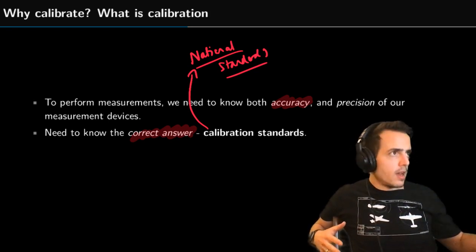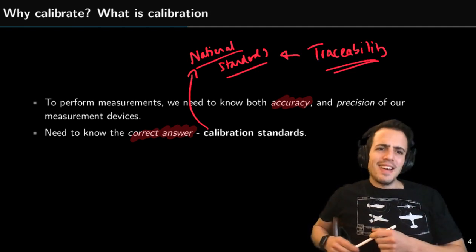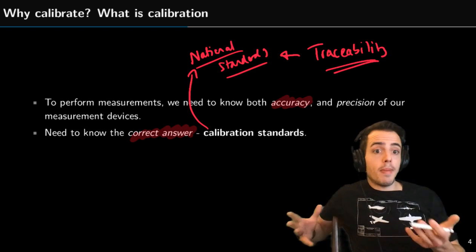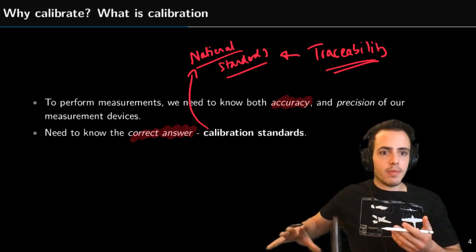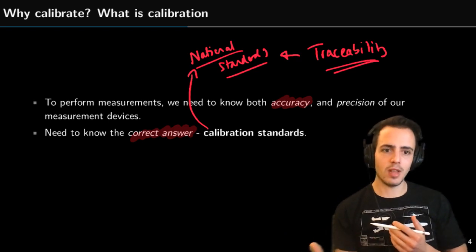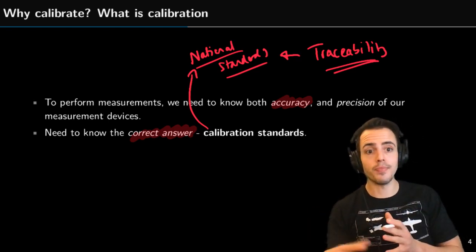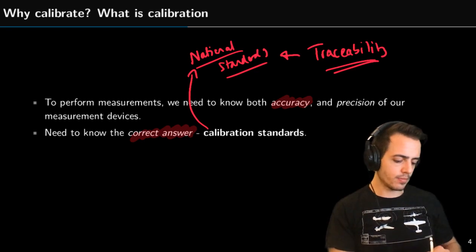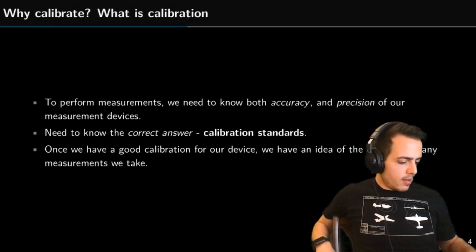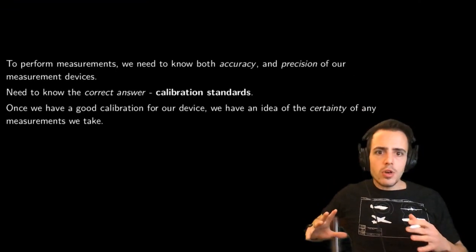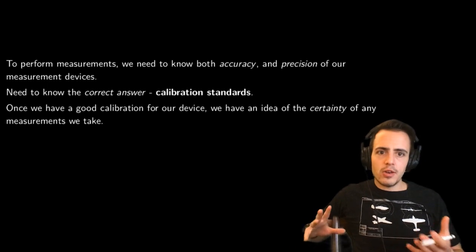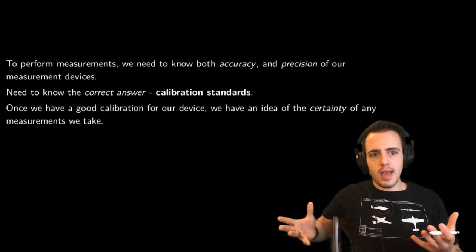So it's this idea that we've got a measurement device, we've compared it against another transducer, perhaps that was calibrated on a certain date, and this was traceable all the way back to national standards because it was performed by another verified institution. Once we've got a good calibration for whatever device we're using, we've also then got an idea of the certainty of any measurements we take.